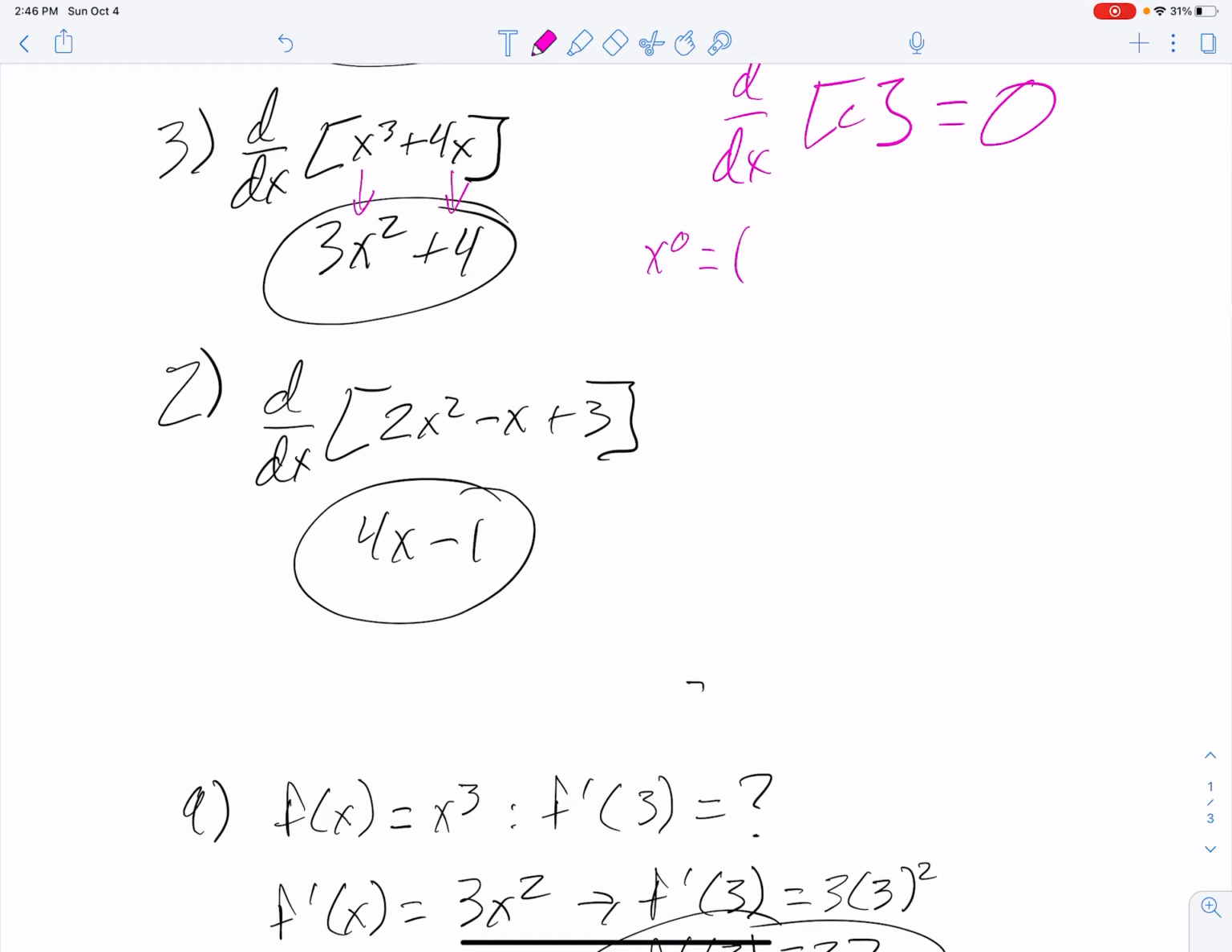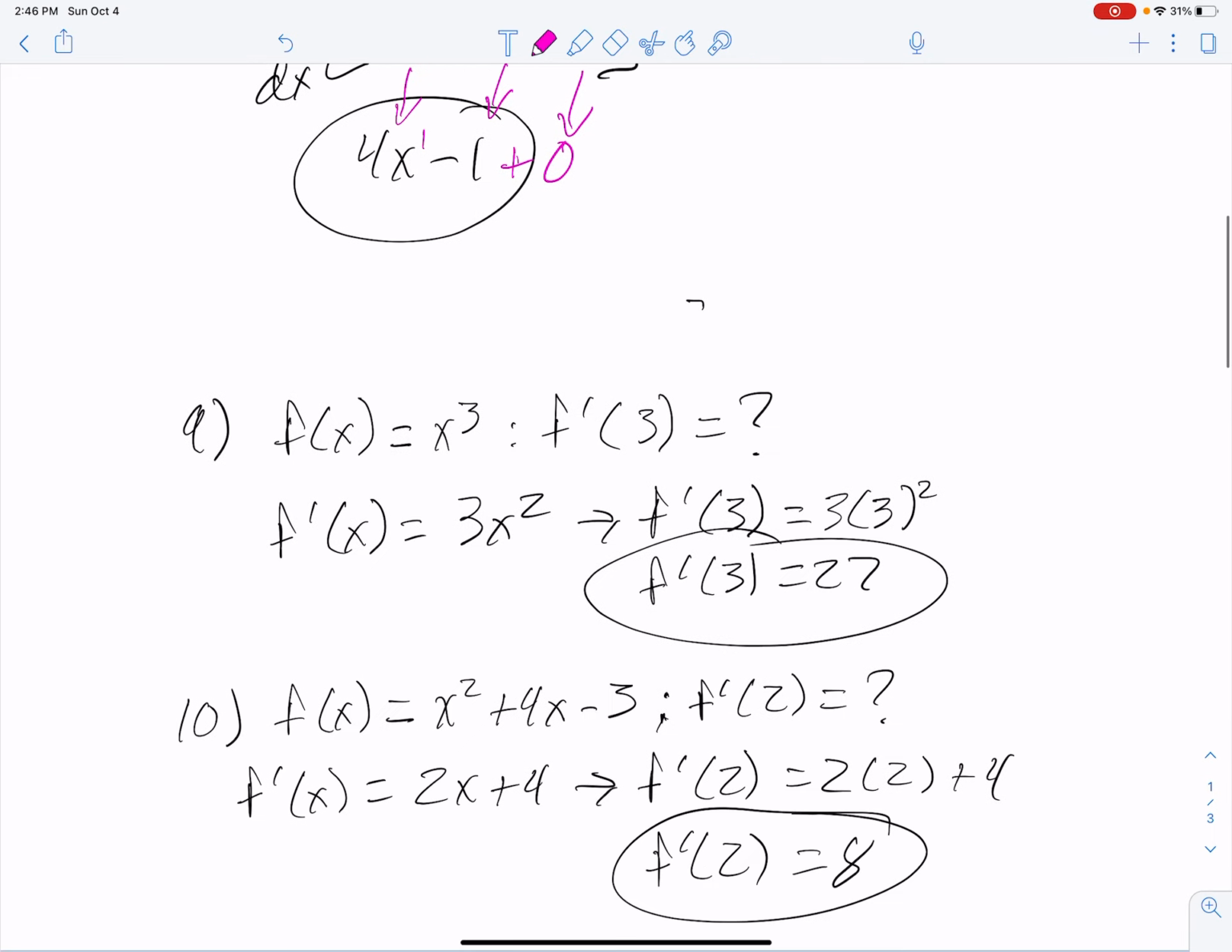Sorry. So number 2, 2 times 2 gets me 4. 2 minus 1 gets me 1. Negative 1 times 1 gets me negative 1. 1 minus 1 gets me x to the 0. And then, of course, the derivative of anything without a variable is just 0.